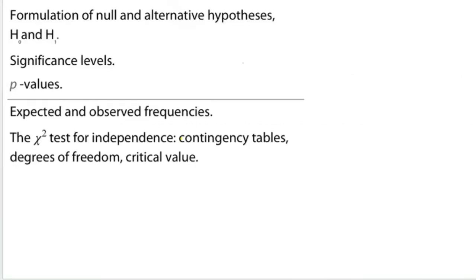The syllabus document says that students should be able to formulate null and alternate hypotheses. H0 is your null hypothesis, H1 is your alternate hypothesis. What is the null hypothesis? It is the claim that two sets of variables are independent. It means there is no connection. H1, on the other hand, is the alternate hypothesis, which claims that there is some connection, so the variables are not independent. Significance levels are given in the question. It's normally 5%, sometimes 1% or even 10%.